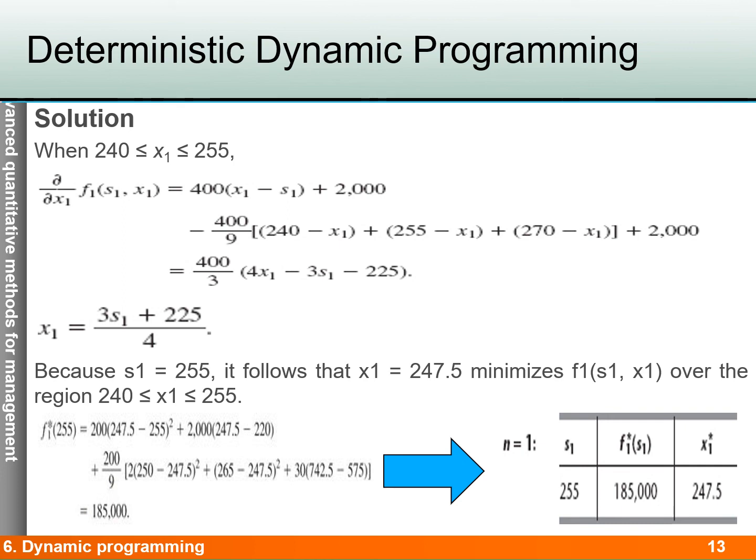So it means that my X1 is equal to 247.5 with a total cost of $185,000 in a consecutive form with the relationship of Sn equal to Xn minus 1. We can find the different other x's and solve the example.